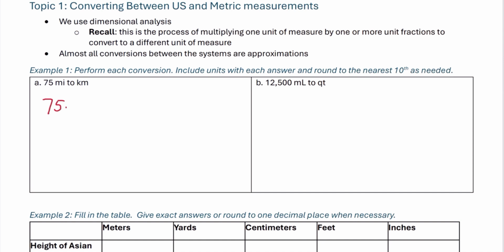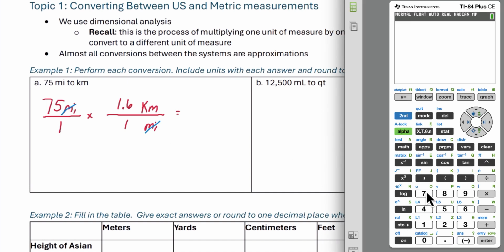We'll start with 75 miles and we'll put that over a 1 to make it look like a fraction. And we want miles to go away, so we'll put it in the denominator, and we want to end up with kilometers. The ratio that we use there is approximately 1.6 kilometers for every 1 mile. Notice that miles will cancel. Now let's multiply. 75 times 1.6, we get 120 kilometers.